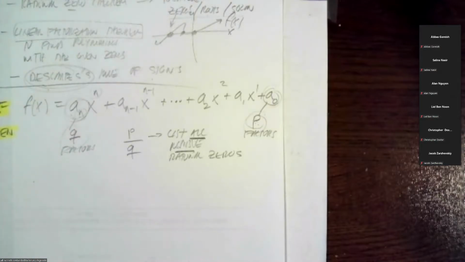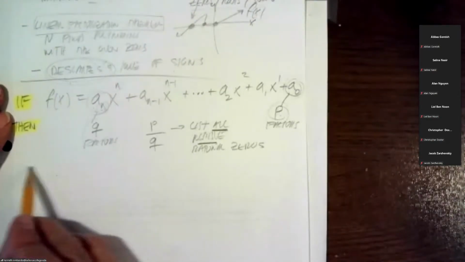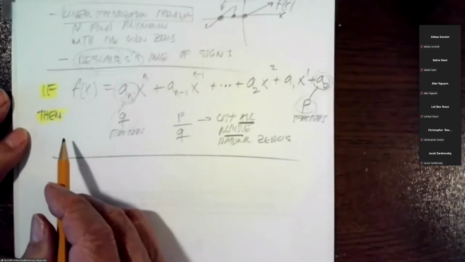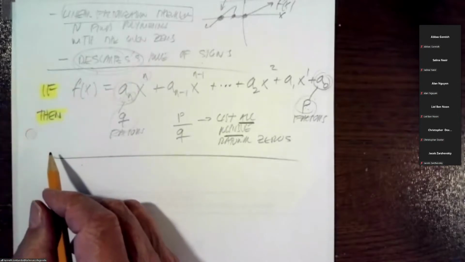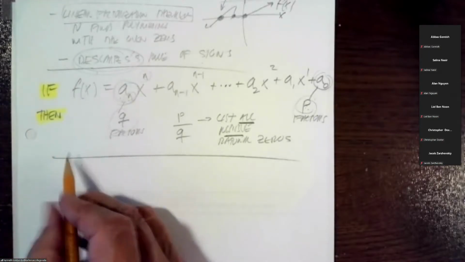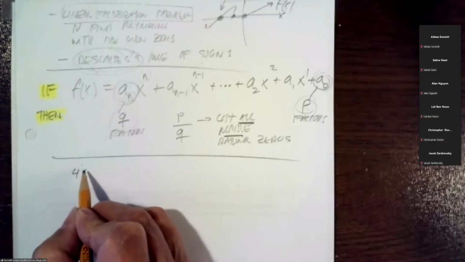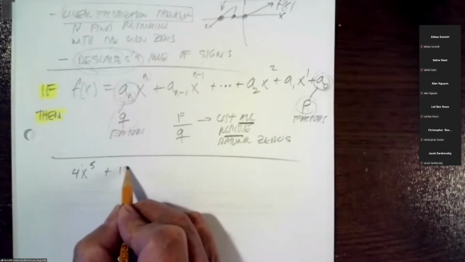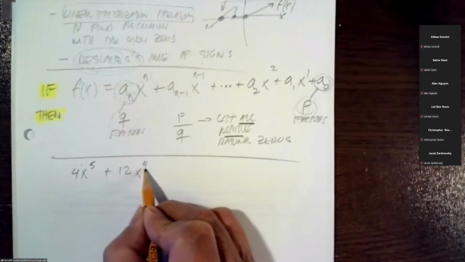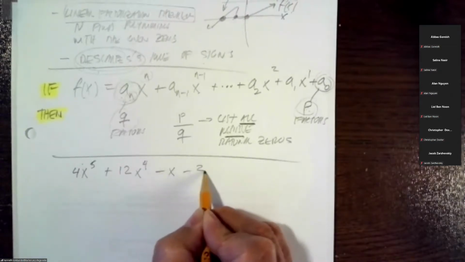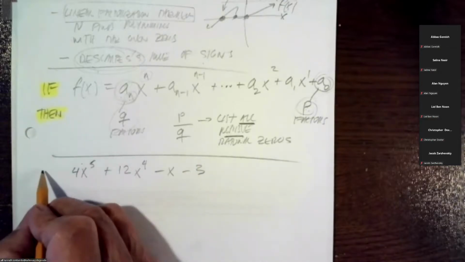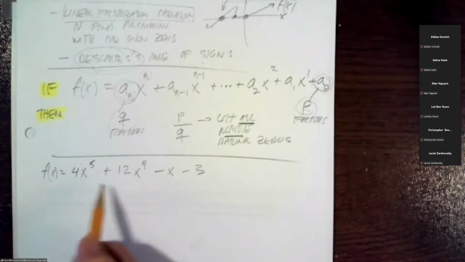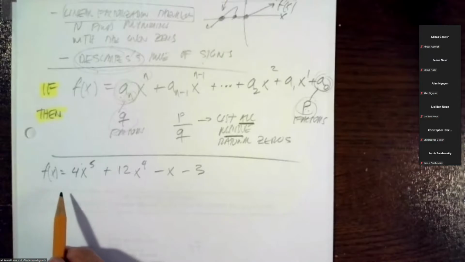So let's take a look at some examples. I think it'll cement this a little bit better. If I'm given, let's say, 4x to the 5th plus 12x to the 4th minus x minus 3, maybe that's my polynomial, f of x. That's what the polynomial looks like.